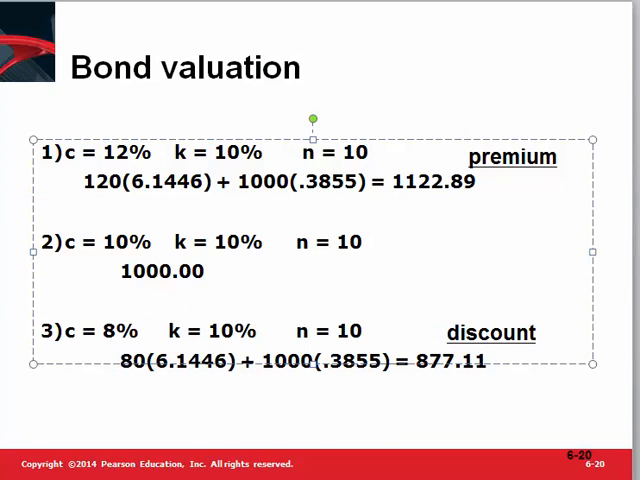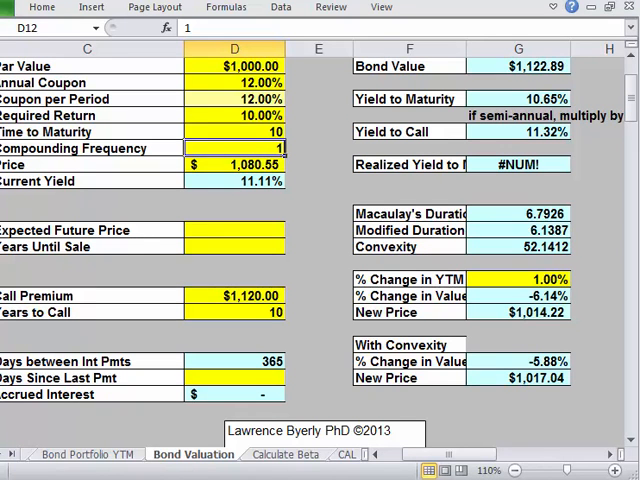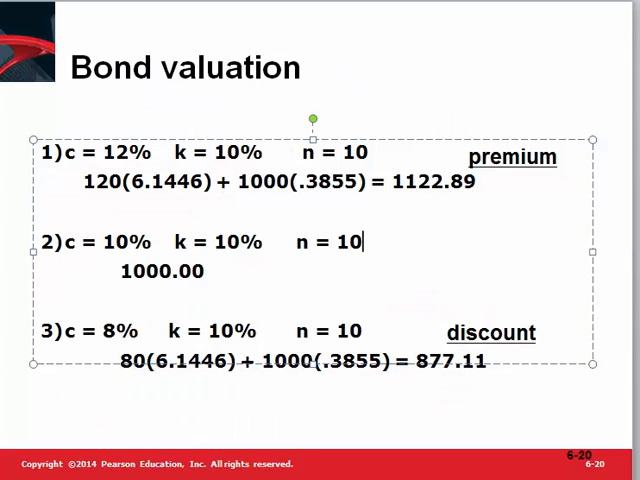But what if we change the cash flow? Let's think about this before we get there. If we reduce the cash flow, what should happen to the value of the asset? Well, we'll work our way through this. The cash flow is what we use to calculate value. So if you have less cash flow, you're going to have less value. So if we change that to 8%, we see that goes to $877.11. So we have these three bonds.